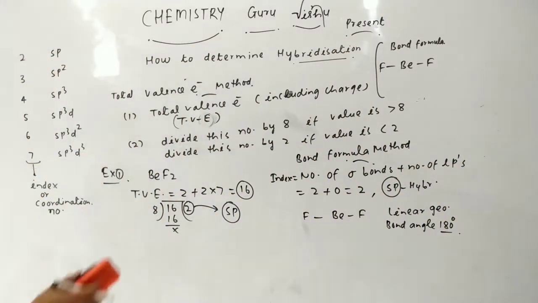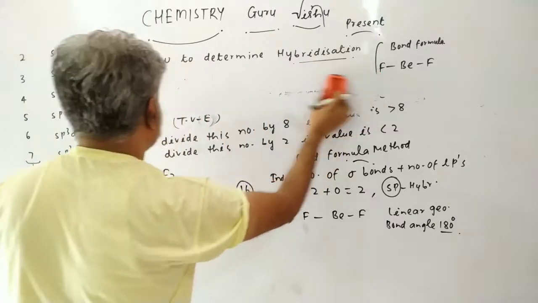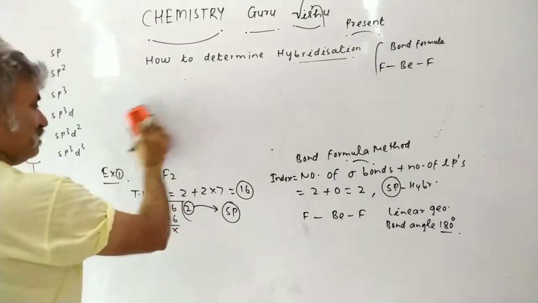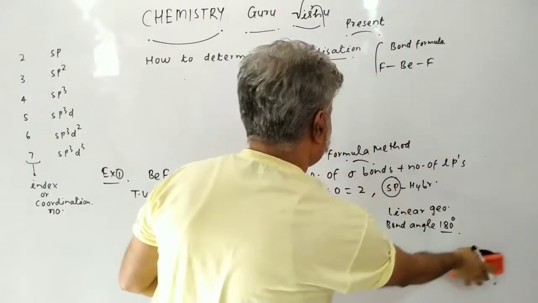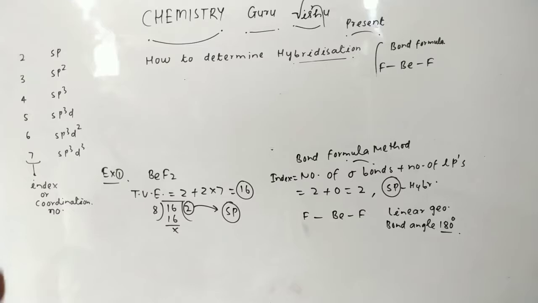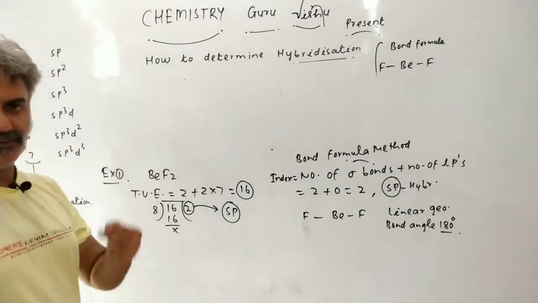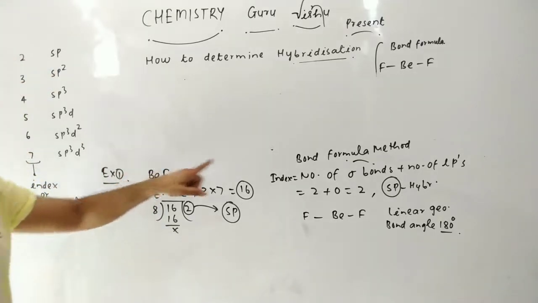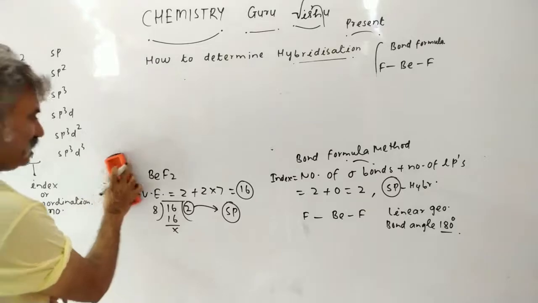So there are two methods, third and fourth. Students, there are 4 methods. The first 2 methods have so many problems. This is why I am presenting here only the last 2 methods, method number 3 and method number 4. I am taking another example.